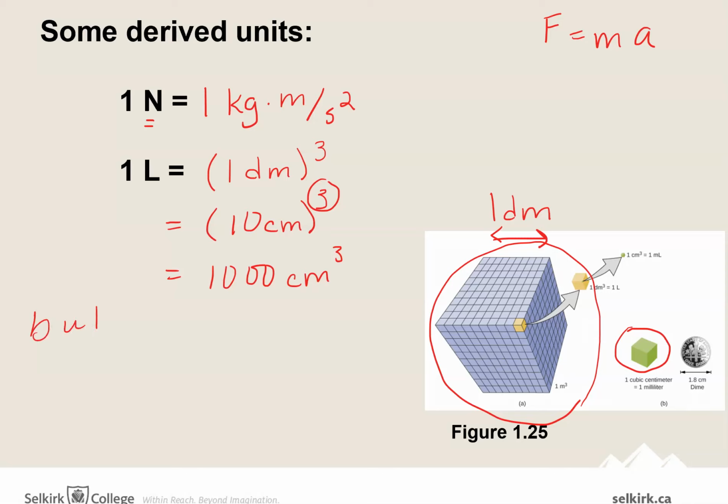But there's another definition of a liter. That's in terms of milliliters. A liter is 1,000 milliliters. But if a liter is 1,000 cubic centimeters and a liter is 1,000 milliliters, then it turns out that a cubic centimeter is the same as a milliliter, and that might be useful to remember.